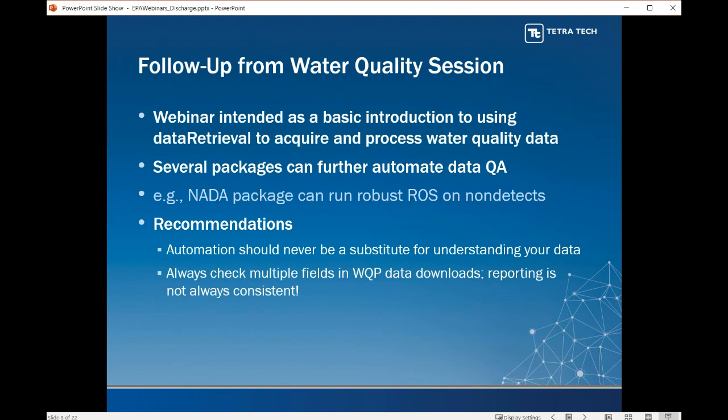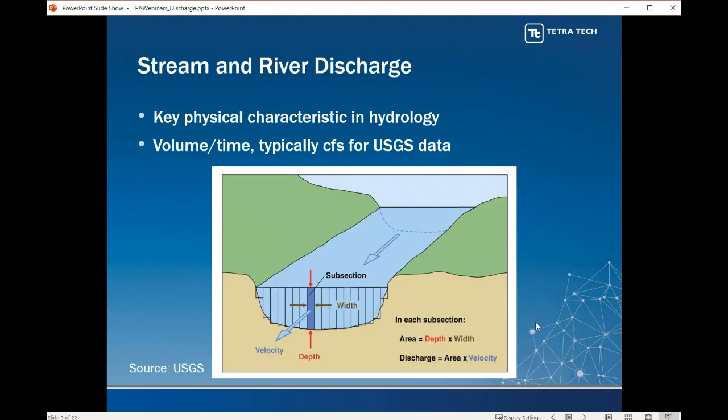Another caution for you all is to always check multiple fields in your water quality portal data downloads, particularly for flags and non-detects and things like that. The reporting is not always consistent among entities, so it's really important to make sure that you, again, really understand your data, really look through those spreadsheets that get downloaded and make sure that you've covered all your bases. So hopefully a nice little follow-up. Now we'll actually continue into the topic at hand today.